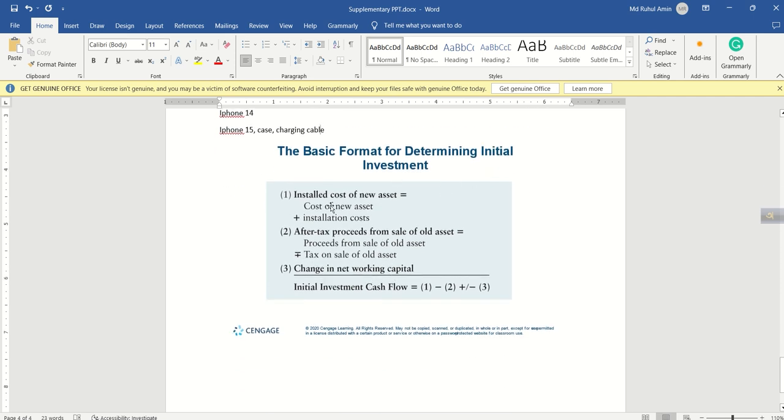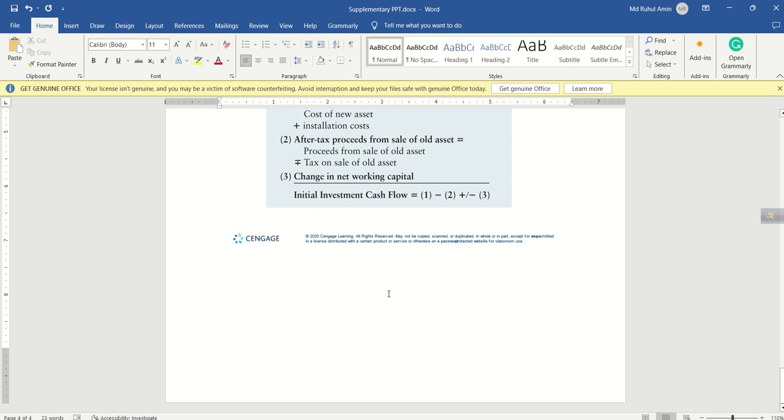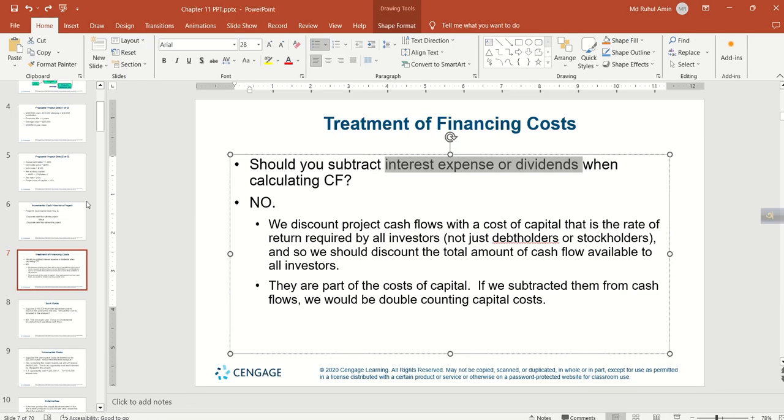Okay, so the basic format for determining initial investment is, first of all, the cost of the new asset, meaning the amount of money you spend to get a new asset, plus how much you spend for the installation cost. And if you replace it, then how much you got from the sale of the old asset, plus some tax adjustment and changes in net working capital. So these two, 1 plus 2, and this, if it is positive we need to deduct, if it is negative, I mean net working capital negative, we need to add it. That way we can get our initial investment cash flow.